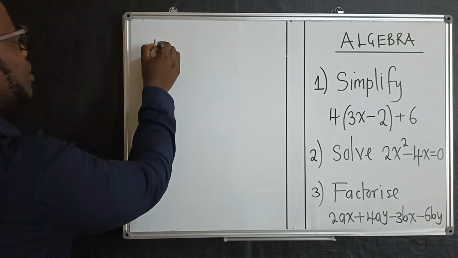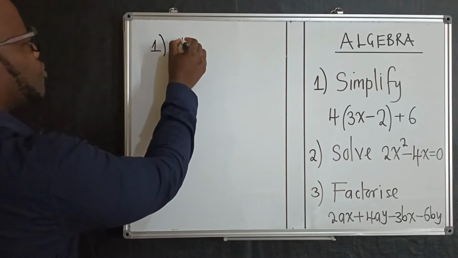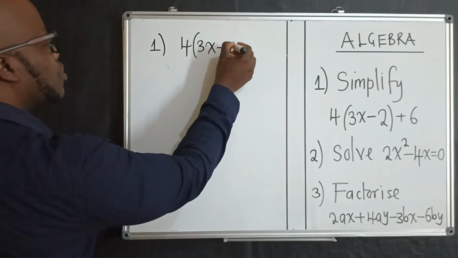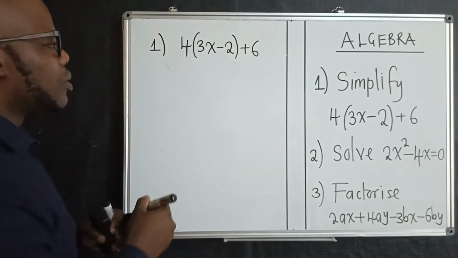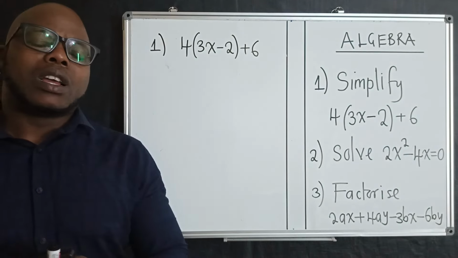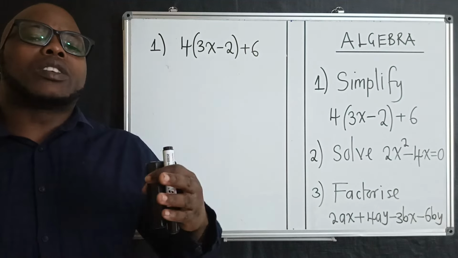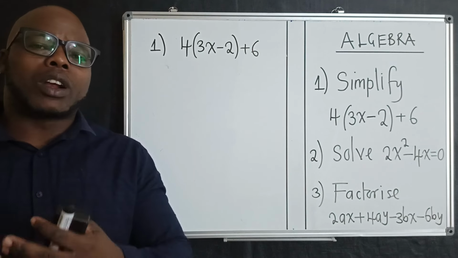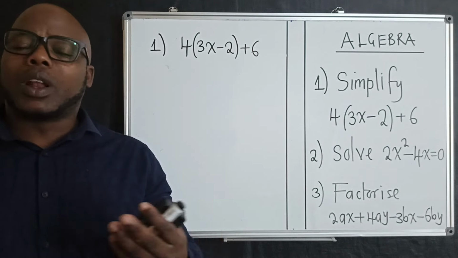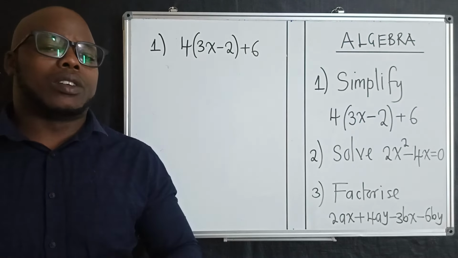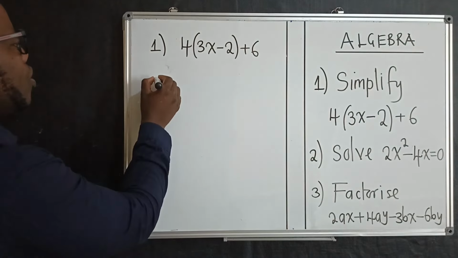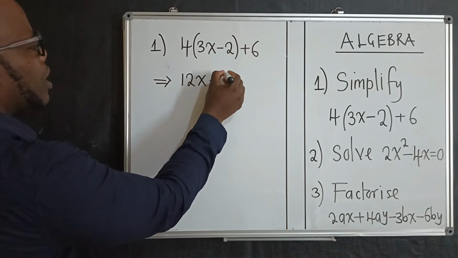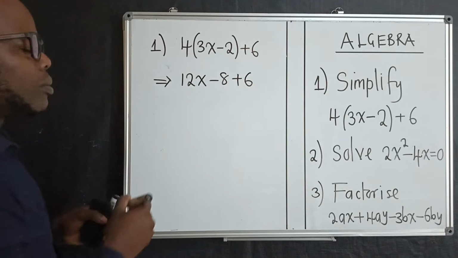To simplify the first question here, we've got 4 open bracket 3x minus 2 close bracket plus 6. To simplify a question like this one, we just have to make it simple. We apply order of operations, get rid of the brackets, and group the like terms, add or subtract. So this is how it will go. We shall have, of course, 12x minus 8 plus 6.